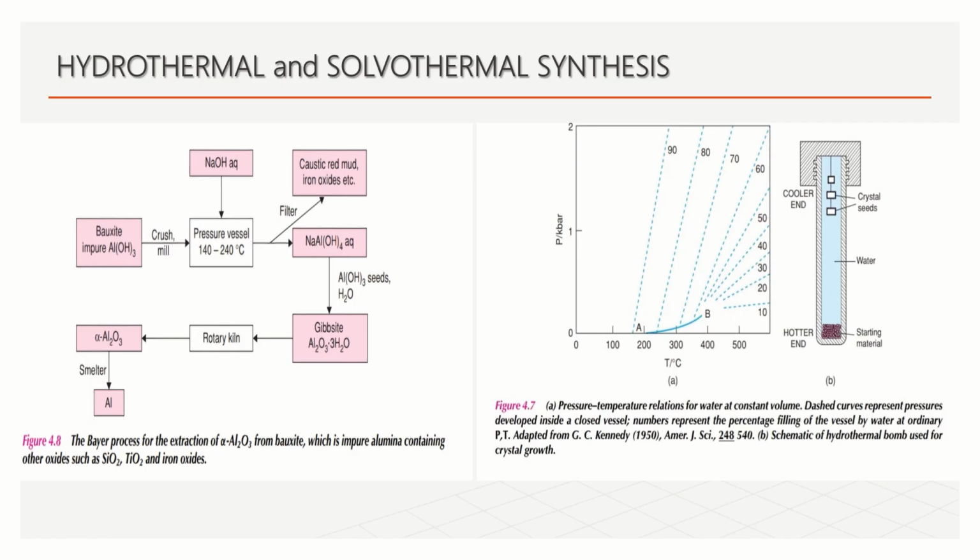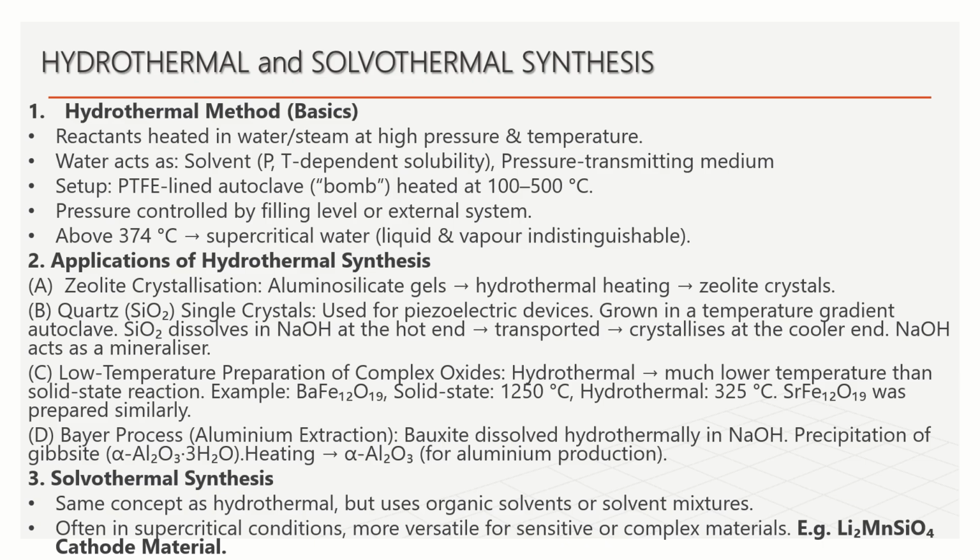The applications of hydrothermal synthesis are extensive. The hydrothermal methods are extremely useful because they allow us to make materials that would otherwise require very high temperature. Some examples include zeolite synthesis. The final stage of zeolite formation needs hydrothermal heating to convert aluminosilicate gel into crystalline frameworks. The quartz SiO2 crystals used in electronics and watches are grown using temperature gradient hydrothermal methods.